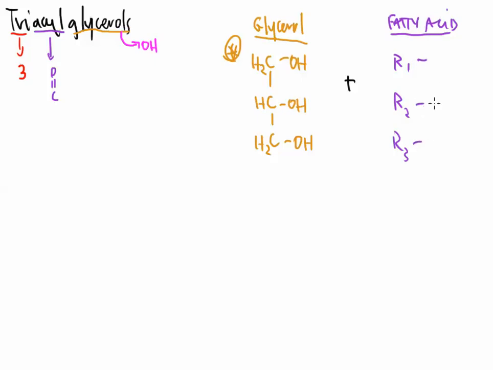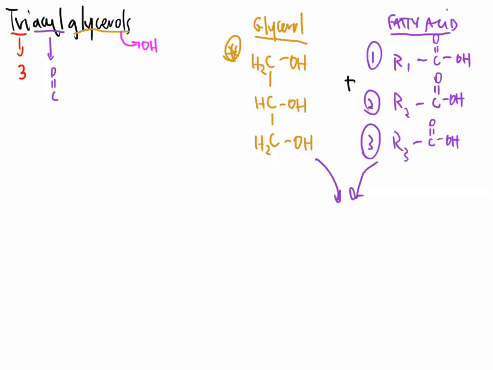For fatty acids, we also know that this has to have a C double bond O group. So I'm going to see a C double bond O group here, and then off of this C double bond O group, we have an OH, because by definition they are acids, so they are proton donors. So I can bring into the picture 3 fatty acids. And when I mix these two things together, a reaction can take place.